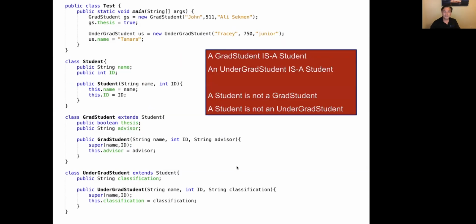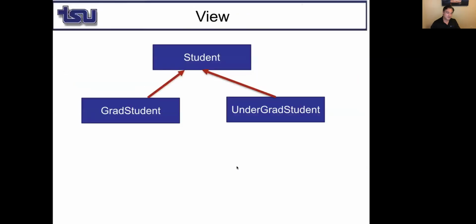So what are we supposed to pay attention to here? Make sure that you understand a grad student is a student. An undergrad student is a student. However, a student is not a grad student, or a student is not an undergrad student. This is similar to int is a double, but double is not an int. Okay? Or byte is a short, but short is not necessarily a byte. That is-a relationship is an important relationship in object-oriented programming languages. A subclass object is a superclass object. Grad student is a student. An undergrad student is a student. So that's what we're going to discuss.